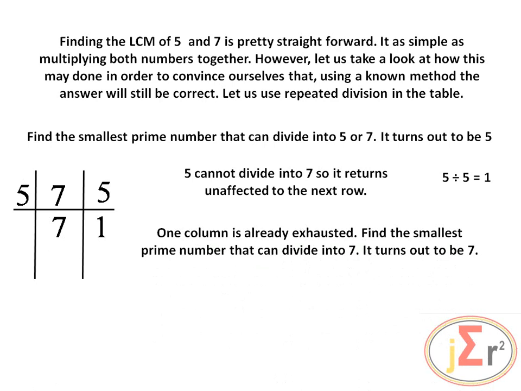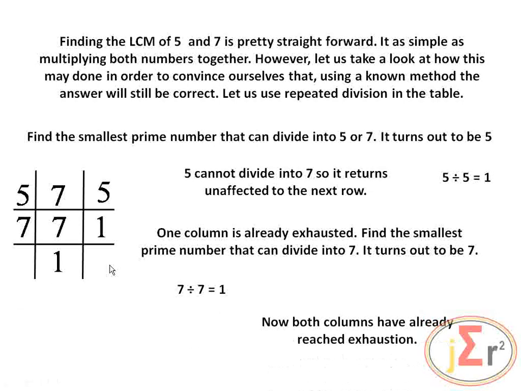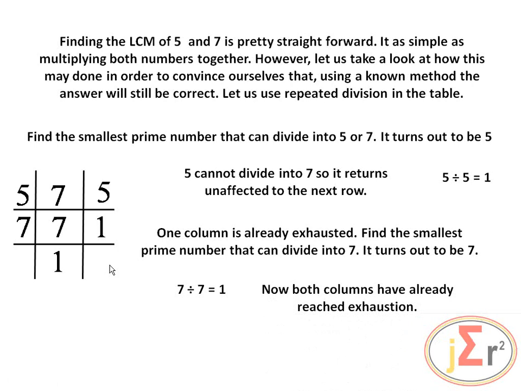Find the smallest prime number that can divide into 7. It turns out to be 7. So after exhausting one of the numbers, we may move merrily on to the other. And the only prime number that can divide into any one of these, which is of course 7, and that number is 7. So 7 into 7 is 1, and the first one was already exhausted. Now both columns have already reached exhaustion.